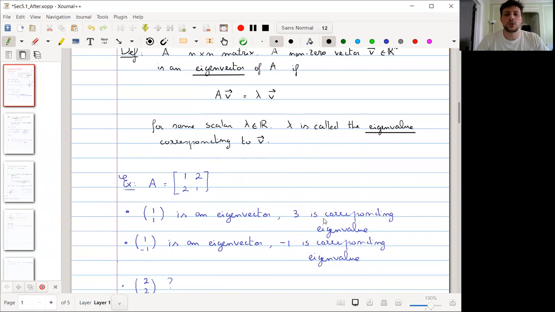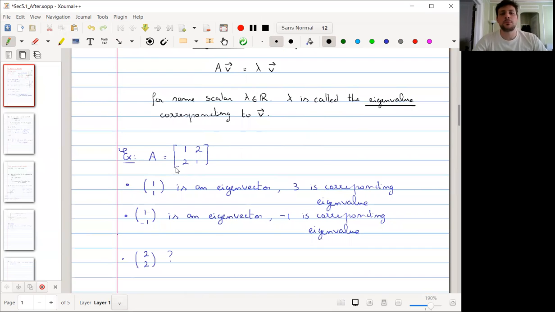So to recollect what we did in our previous example, where A was [1, 2; 2, 1], in this new terminology, we can say the following. The vector (1, 1) was an eigenvector with eigenvalue 3, and the vector (1, -1) was an eigenvector with eigenvalue -1. What about the vector (2, 2)?